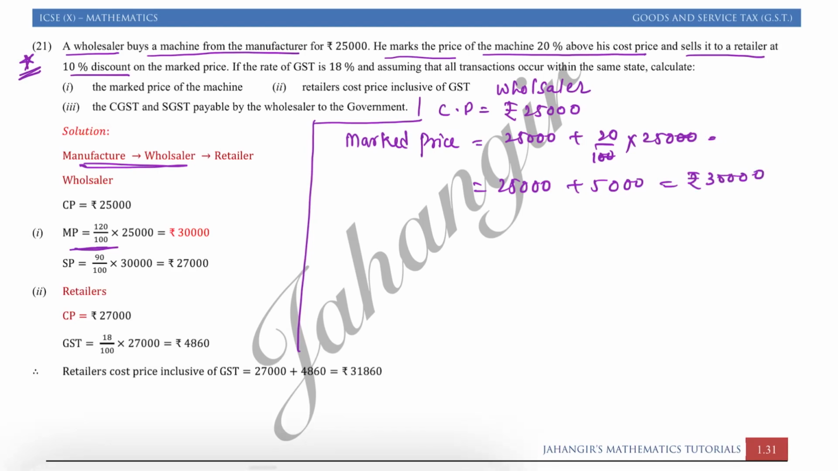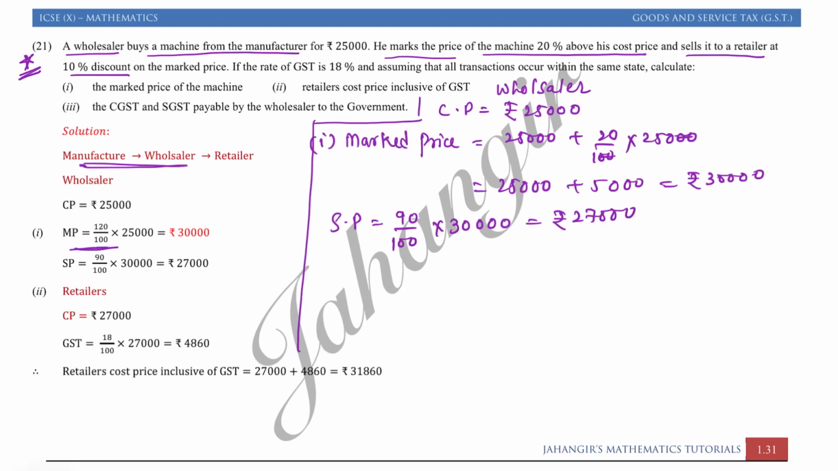Now on 30,000 he had given the discount of 10% to the retailer. See, and sells it to the retailer at a discount of 10%. So इसका SP will become 90% of, 100 minus 10, of 30,000. So that is equal to rupees 27,000. So in short, its buying price was rupees 25,000 and its selling price is rupees 27,000. This is my first answer. You have to mark it as the first answer को MP दे दो.